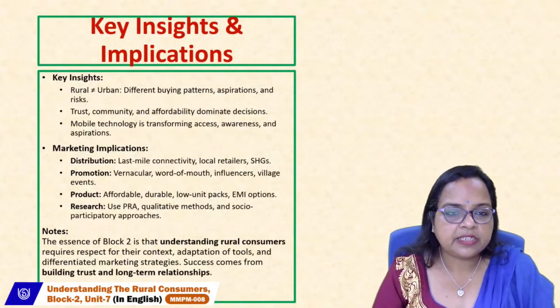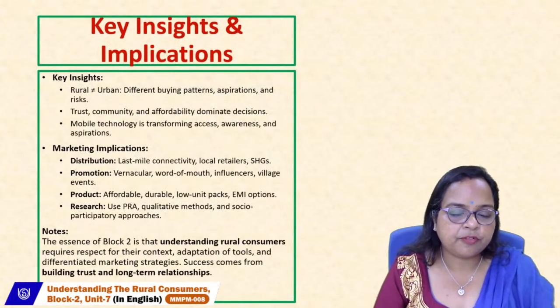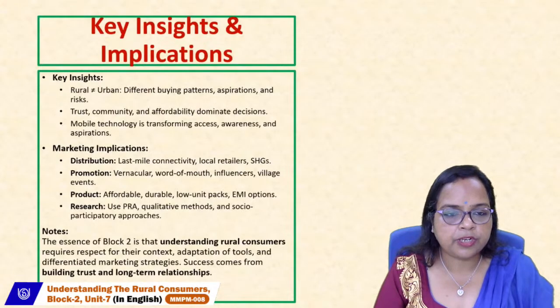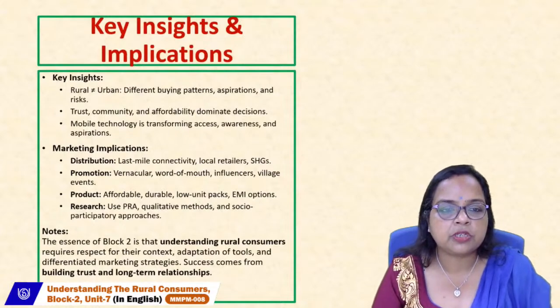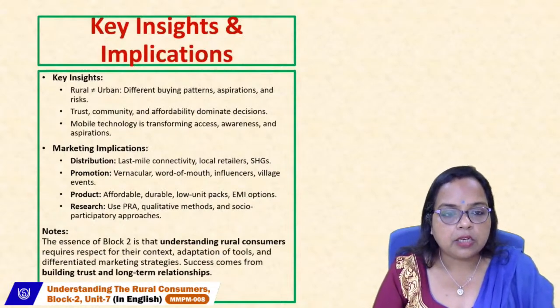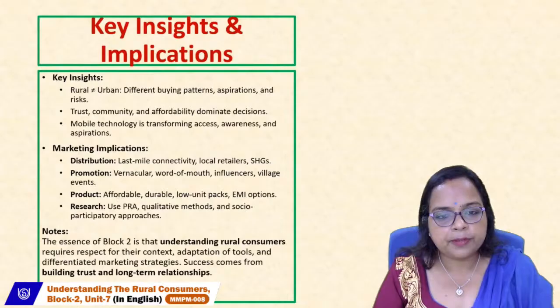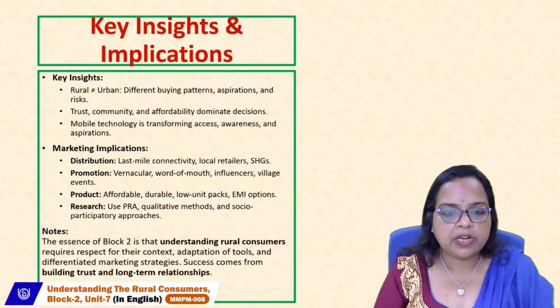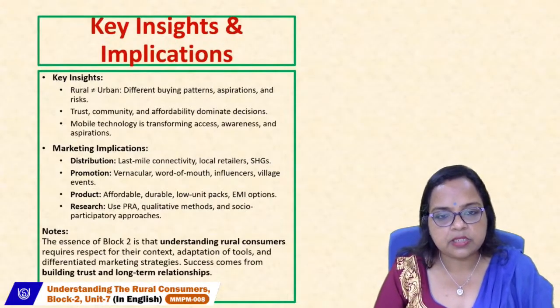What are the key insights and implications? The first key insight is rural is not equal to urban. They have different buying patterns, different aspirations, and different risks. Trust, community, and affordability dominate decisions. Mobile technology is transforming access, awareness, and aspiration.